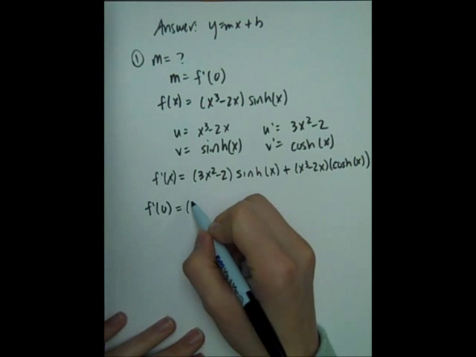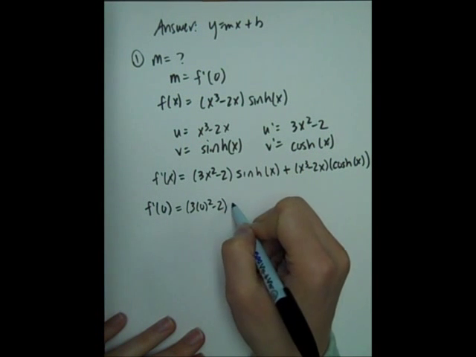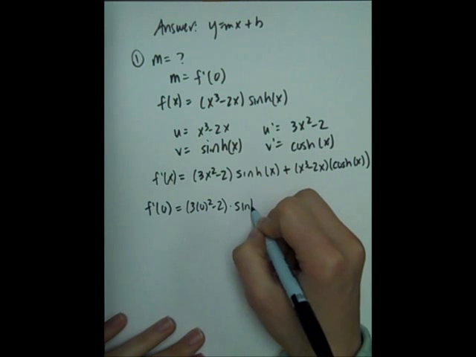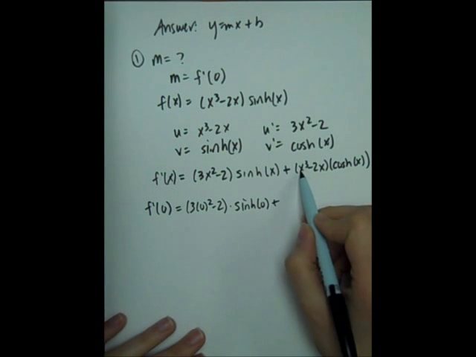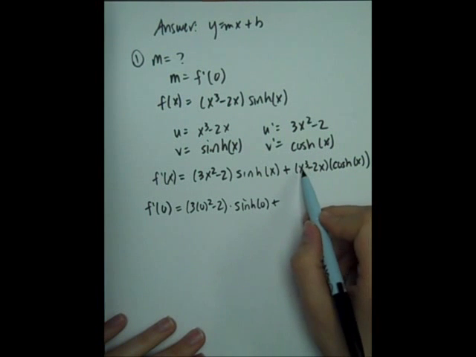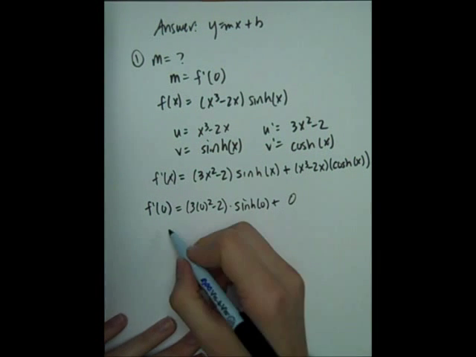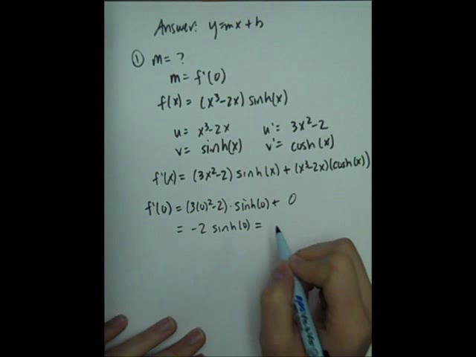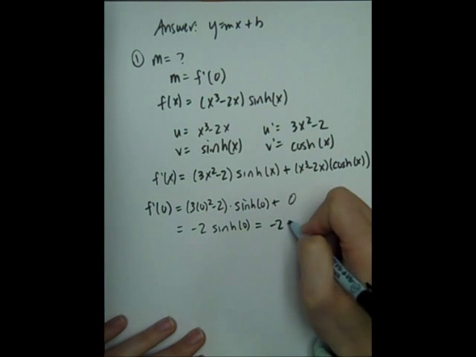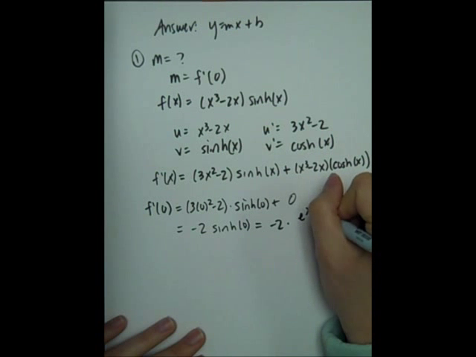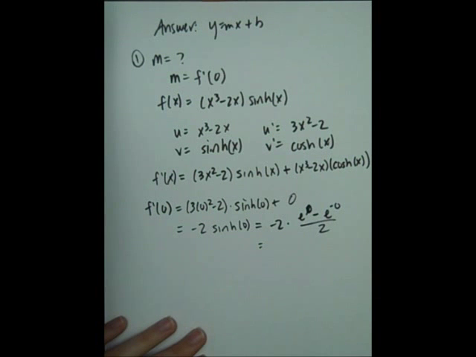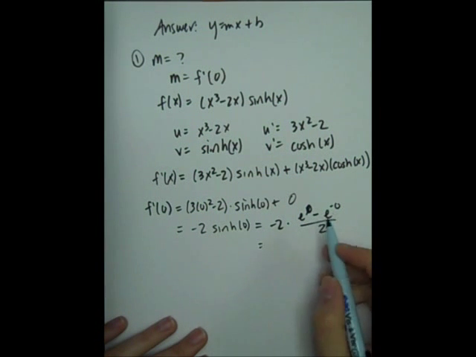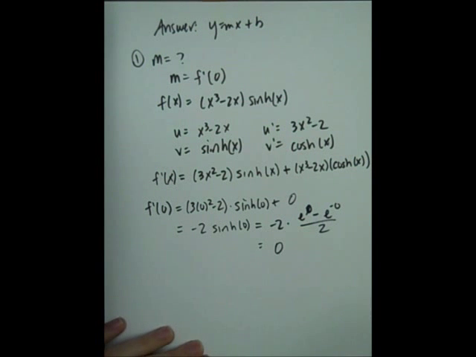So if I plug in 0, I'm going to get 3 times 0 squared minus 2 times hyperbolic sine of 0 plus, well, x cubed minus 2x, if I plug in a 0, that's just going to be 0, so this whole second term kind of goes away. So I get minus 2 times hyperbolic sine of 0. Remember, what is hyperbolic sine defined as? This is e to the 0 minus e to the negative 0 over 2. In the numerator I'll have 1 minus 1, which is 0, so the whole thing is 0. That tells me that m is equal to 0.